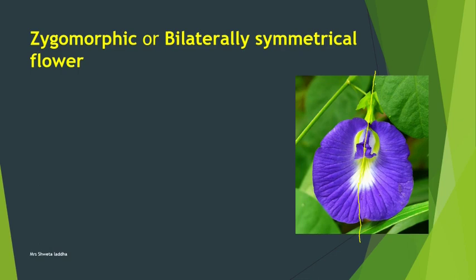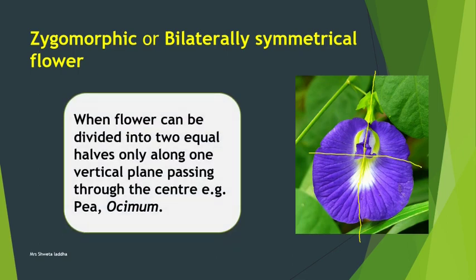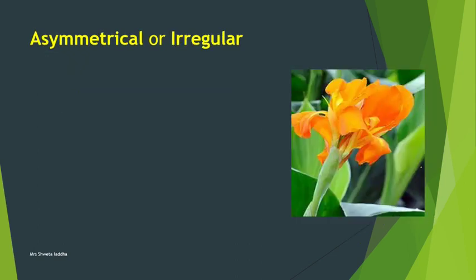If I try to divide in this direction, I get two equal halves. But if I try to divide it like this, I do not get two equal halves. Thus, a flower, when it can be divided into two equal halves, but only through one vertical plane passing through the center, is called a zygomorphic flower. Example pea, example Ocimum.